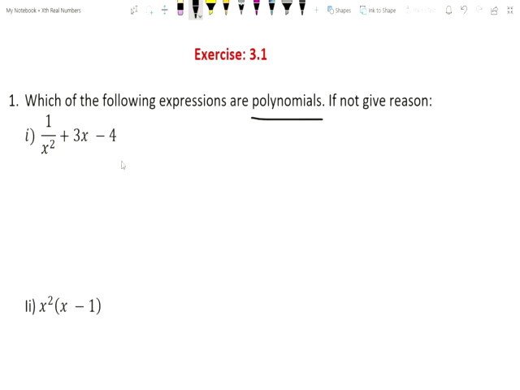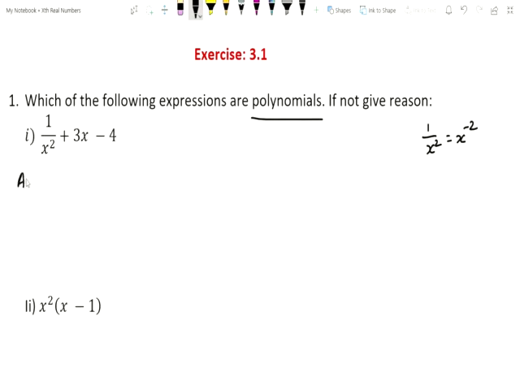First one, see the power here. The variable is in the denominator place. How can you write 1 by x square? x power minus 2. See, the power is negative. So here x power minus 2 plus 3x minus 4. So it is not a polynomial.